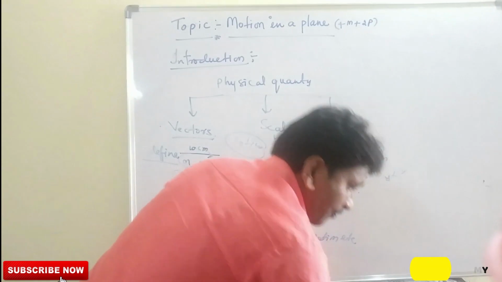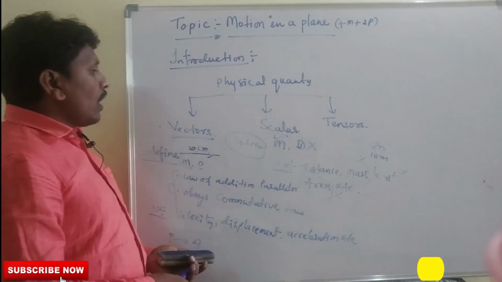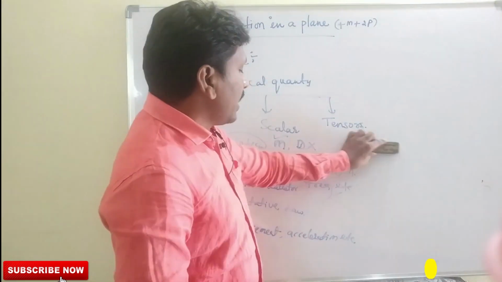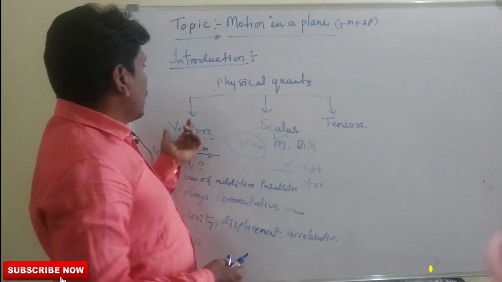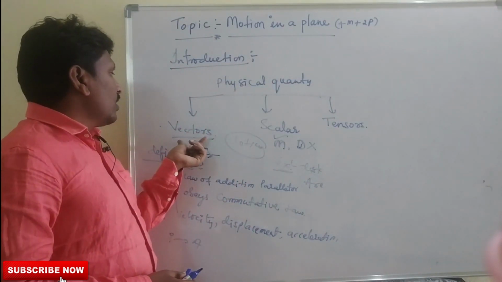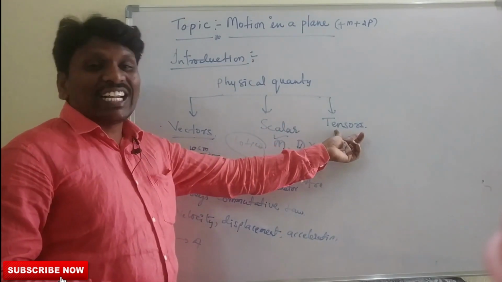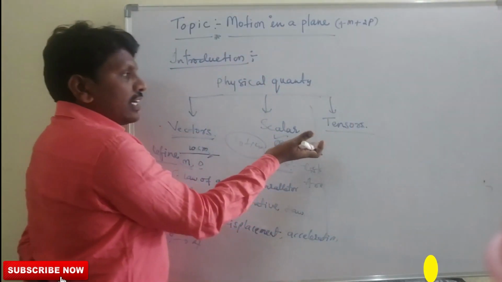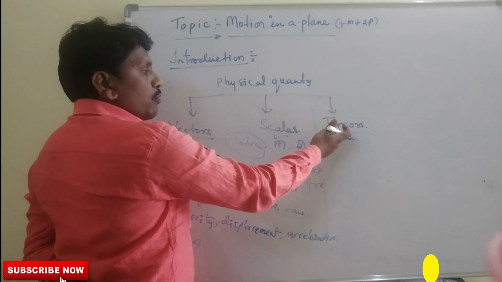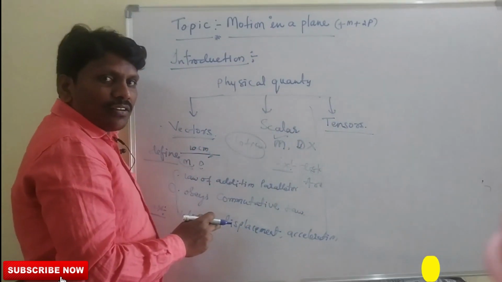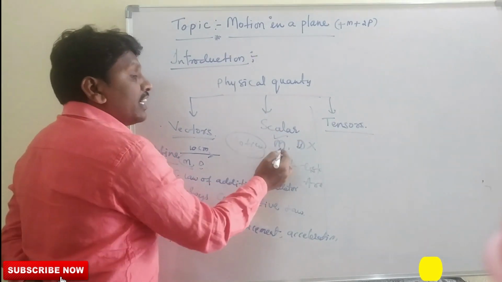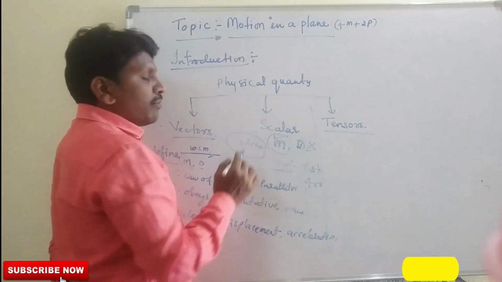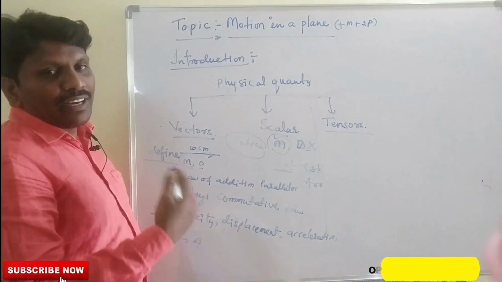Now let's see tensors. What is meant by tensors? This is very, very important. Everybody knows the classification of physical quantities as vectors and scalars, but few know about tensors. Tensors are also physical quantities which have magnitude and direction, but in different directions and with different magnitudes.